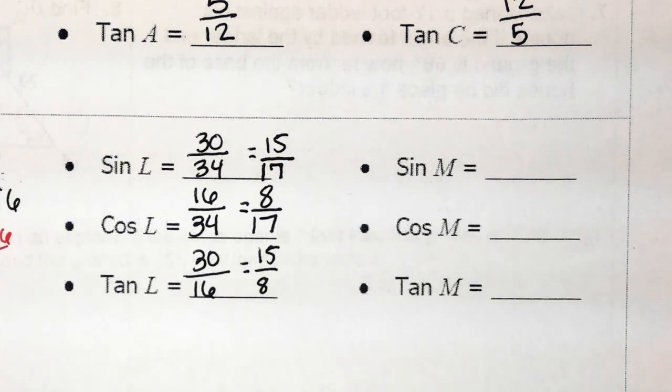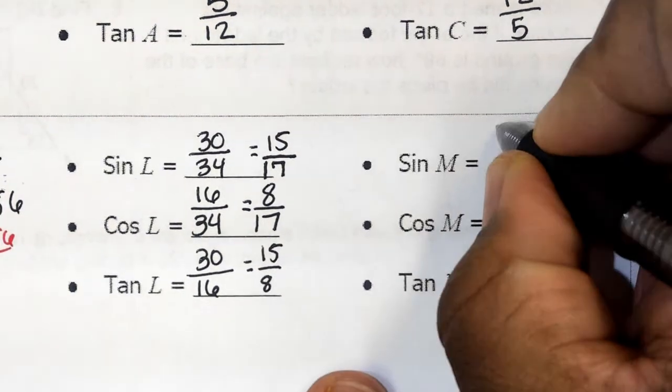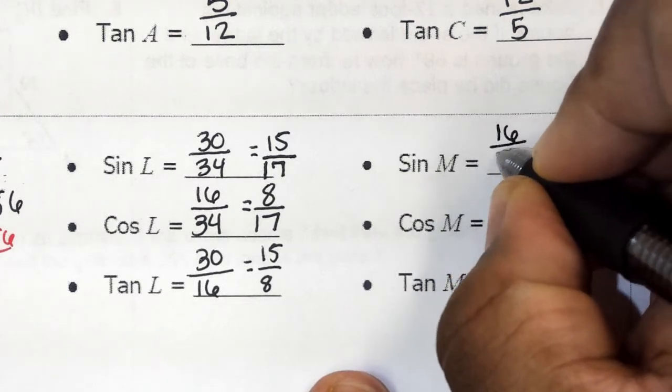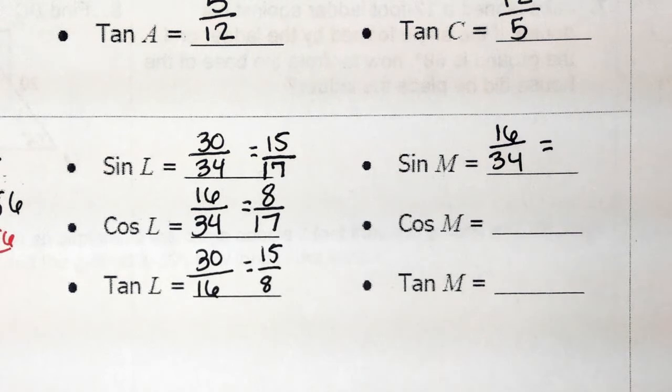Okay. So from angle M, what's your opposite? Okay, what's your hypotenuse? Alright, so sine of angle M. We need to reduce that, but lucky for you, we already reduced that over here to the left.